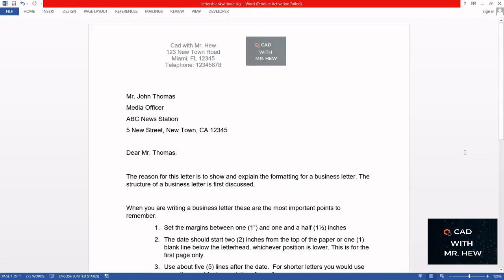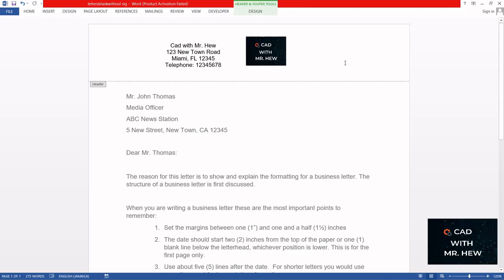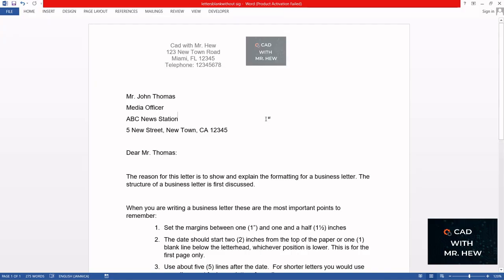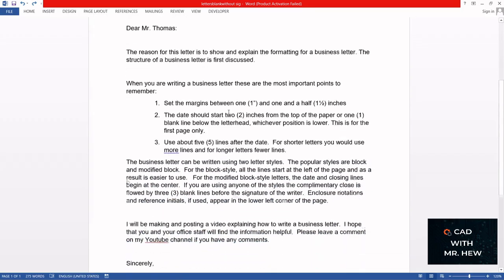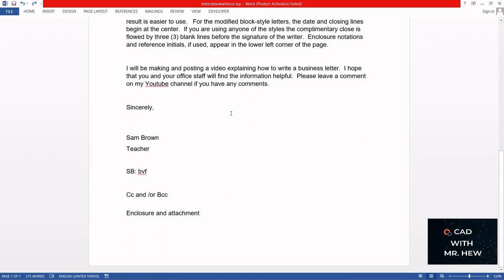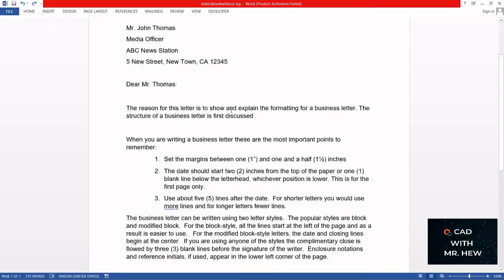This is a format of the finished business letter. So here at the top, if we double click here, we can see the letterhead in the header. And if we click below, then we'll see the letter that we wrote. All right, so this is what the finished letter would look like.